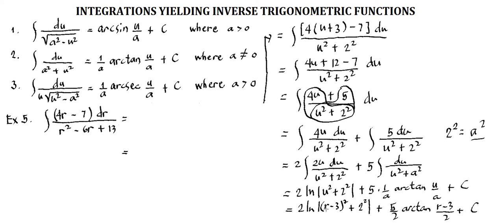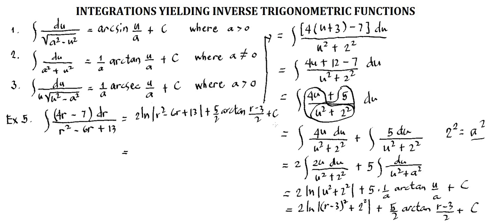So, to repeat, the 2 ln of r minus 3 squared plus 2 squared: this r minus 3 squared plus 2 squared is equal to r squared minus 6r plus 13. So we will replace that, and our answer becomes 2 ln of r squared minus 6r plus 13, and then plus 5 over 2 arctangent of r minus 3 divided by 2 and then plus c.